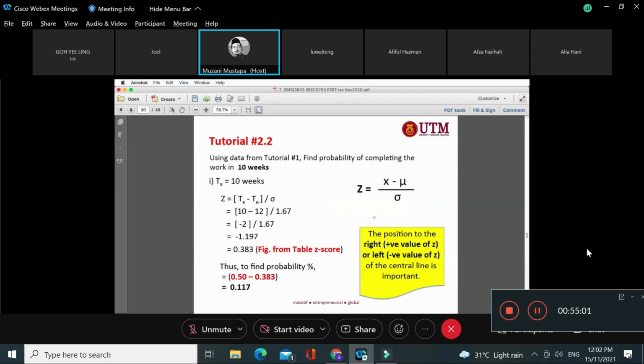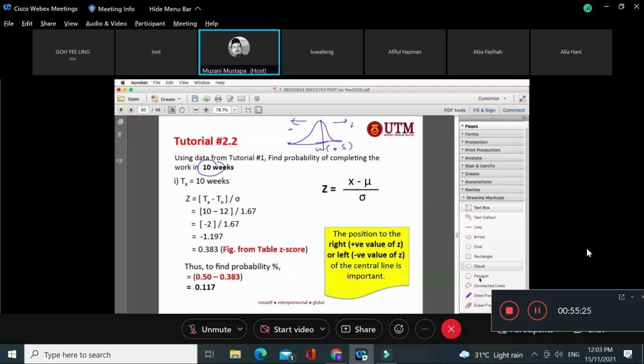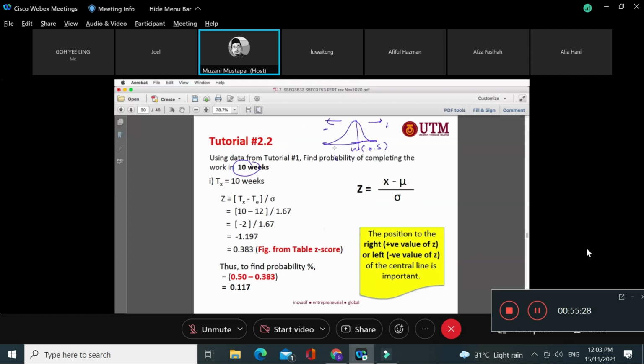Okay, and then the next one, what if the particular project is completed in 10 weeks? If we draw just now, 12 is here, equal to 0.5, 14 is on the right, so we add, and here we subtract because of 10 weeks. So 10 weeks is somewhere here, Tx over here, right? So Tx minus Te, we still use this equation, x minus mean divided by sigma or standard deviation.